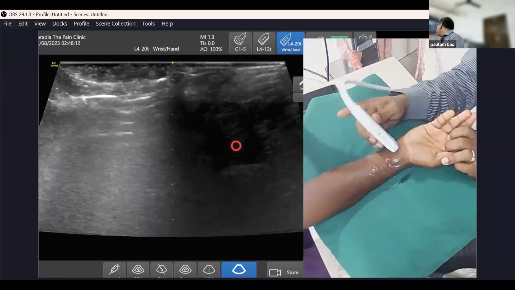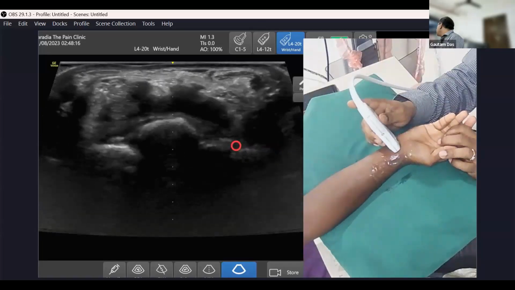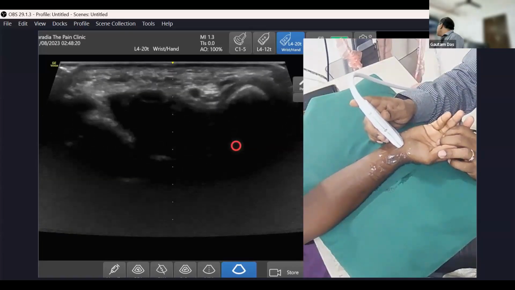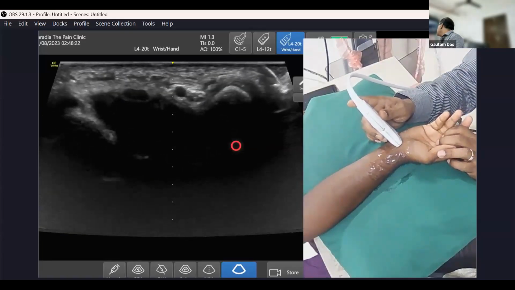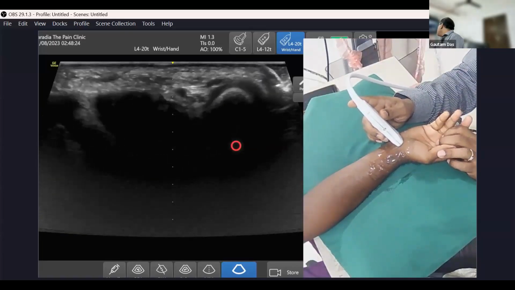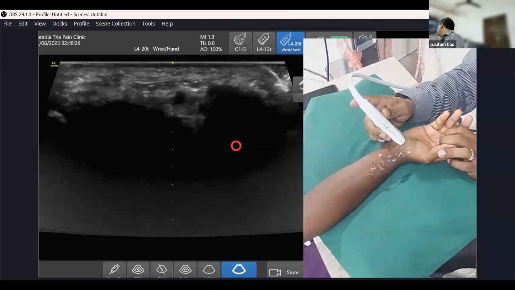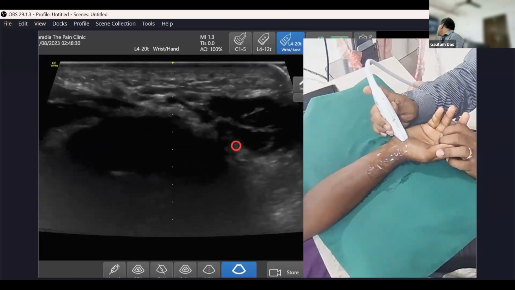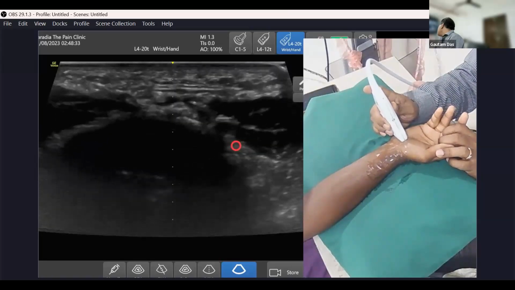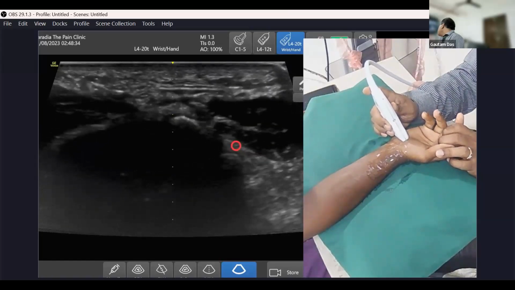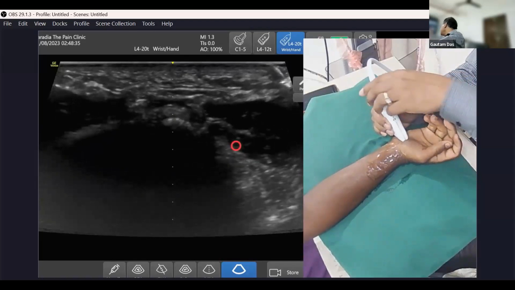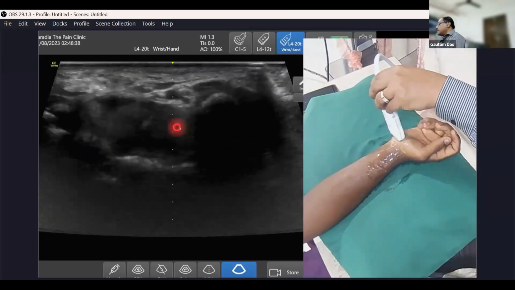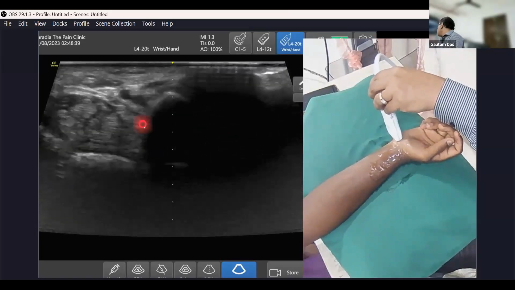So just follow the ulnar artery, and I'm keeping the middle of the screen, that is the ulnar artery. So this is the pisiform, and now I am following the ulnar artery. See, one bone has appeared. Can you appreciate that? One bone. So this bone, what is appearing? Look just below here. One bone will appear here, and that is your hook of the hamate.